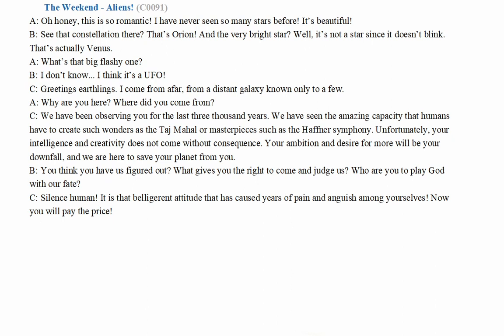The alien described that humans have a belligerent attitude. Belligerent. All right, this is a very nice word. So why don't we listen to some examples of how we can use it in context?